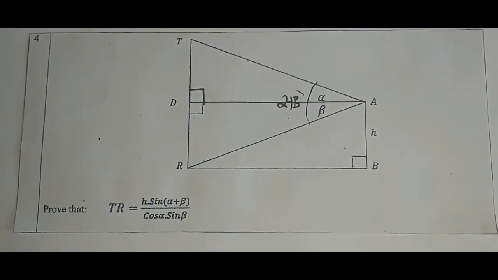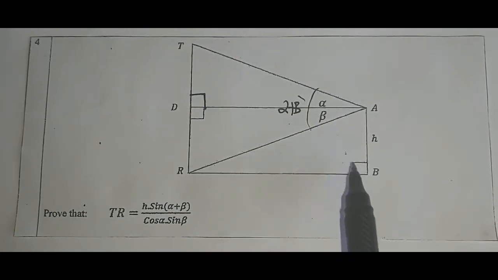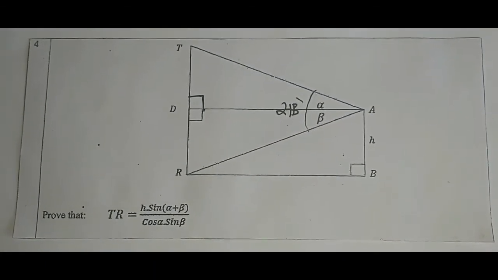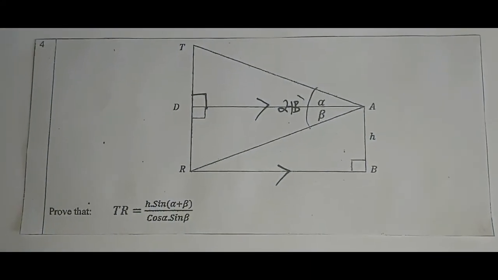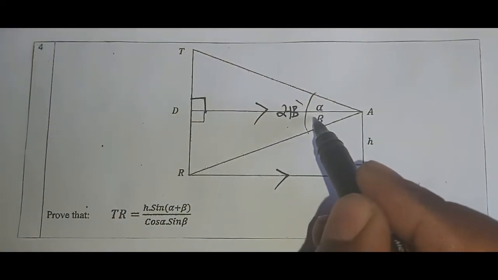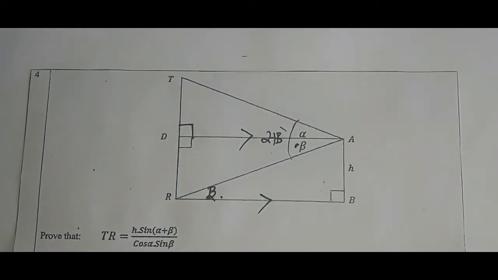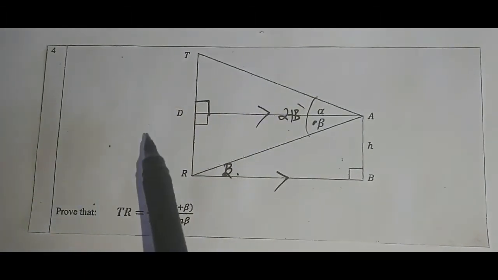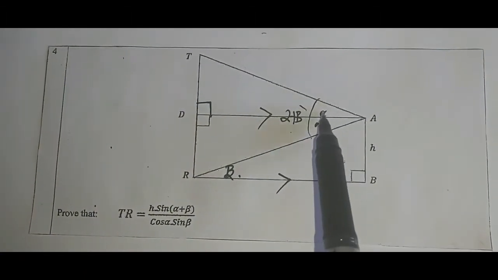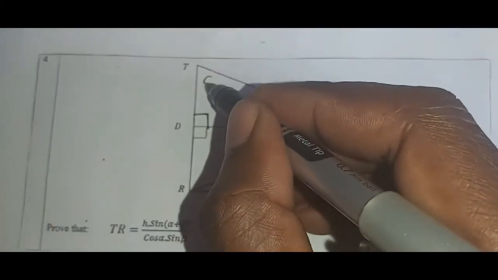We are also given that this is perpendicular to that one. This is perpendicular to this one, which in a way would mean that these two lines are parallel in that regard. And if this angle here is beta, it means this angle again is beta, because these are alternating angles. Coming to the top triangle, here is also a right angle triangle. This angle is alpha. This is 90 degrees, which means this part becomes 90 minus alpha.